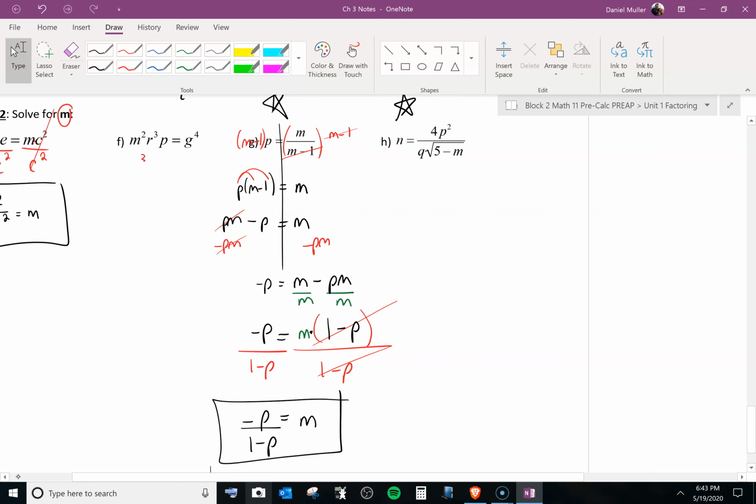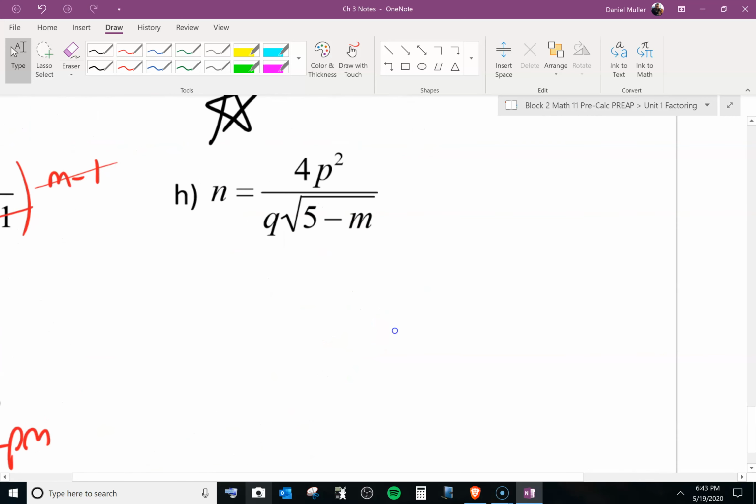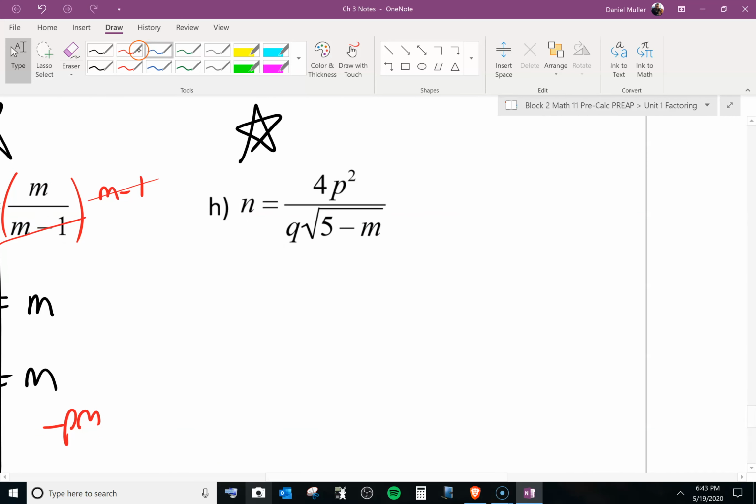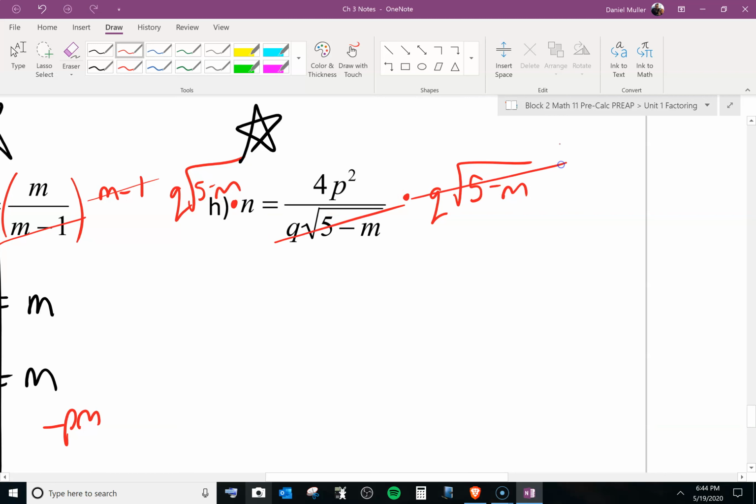Now let's try H, because H is completely different. I need to get m alone. Now what isn't the same is that I'm tired of this numerator. So I'm going to take this numerator and bring it up. However, I need to get the m alone. Well, no, let's just do this. We'll multiply by the denominator, because that way it keeps it consistent to what we just did, 5 minus m. So then all of that is all with that.